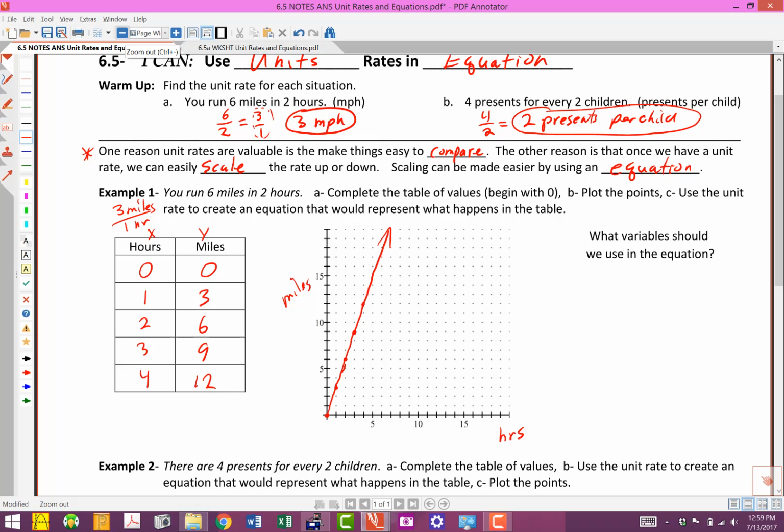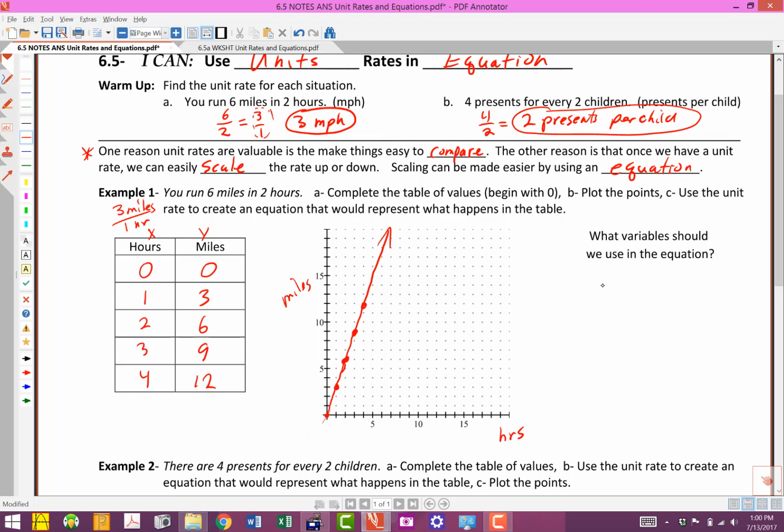Now, the next thing we want to do, so let's double check here. We completed the table of values, started with 0, got that, plotted the points, connected them to make a line. It didn't say to do that, but that's a pretty good idea here. And then it says use the unit rate to create an equation that would represent what happens in the table. Okay, well, let's do this.